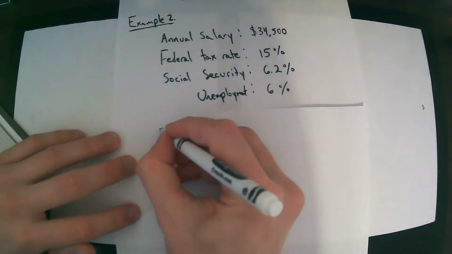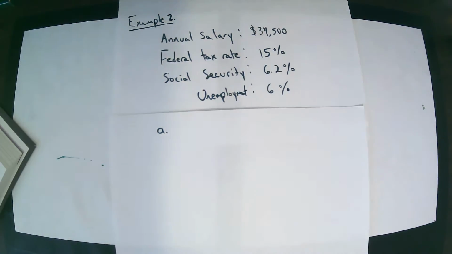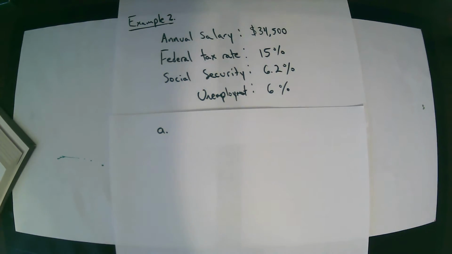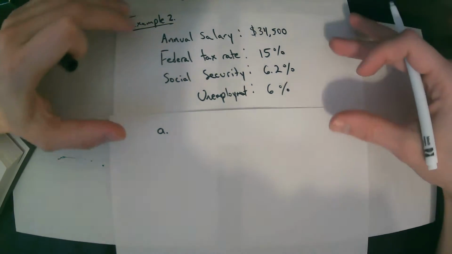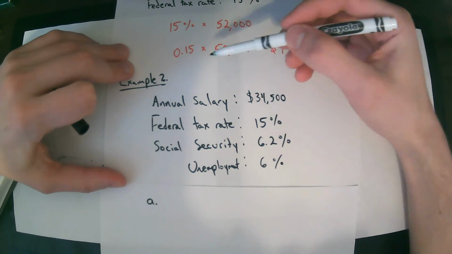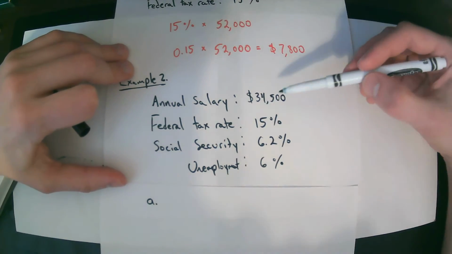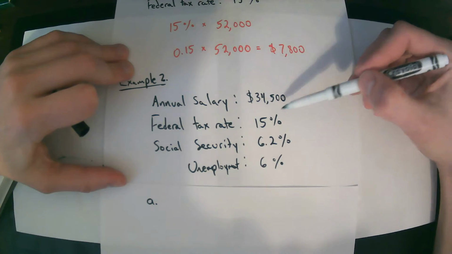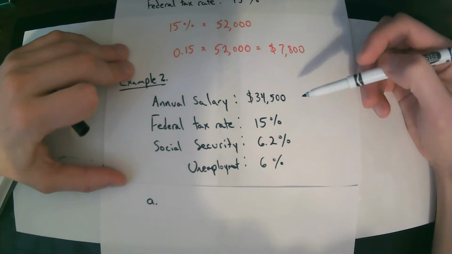Part A asks us to find her yearly taxes. Well, it's going to go very similar to how we did the first problem. We'll convert each of the percents to decimals and multiply them by her annual salary. This is her salary before taxes.